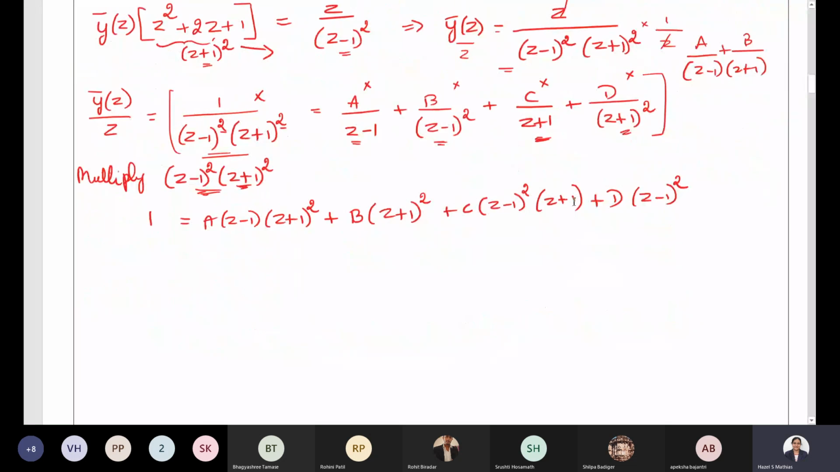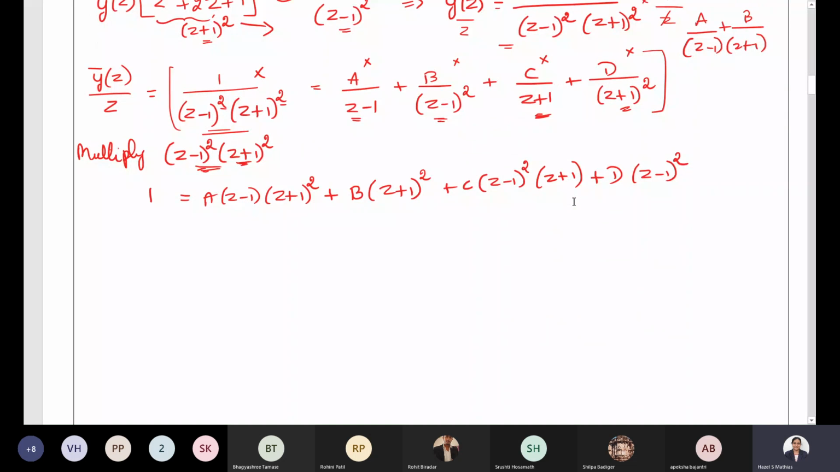Now next, what shall we do? Now we need to find the constants A, B, C and D. How do we find those constants?